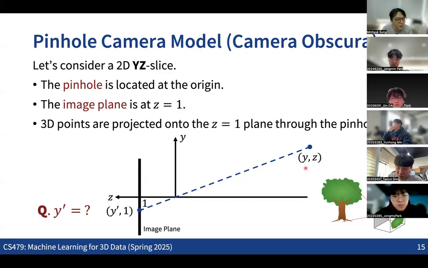Very easy, right? The ratio between y and z should be the same as the ratio between y prime and 1, right? Then we can say that y prime should simply be y over z.